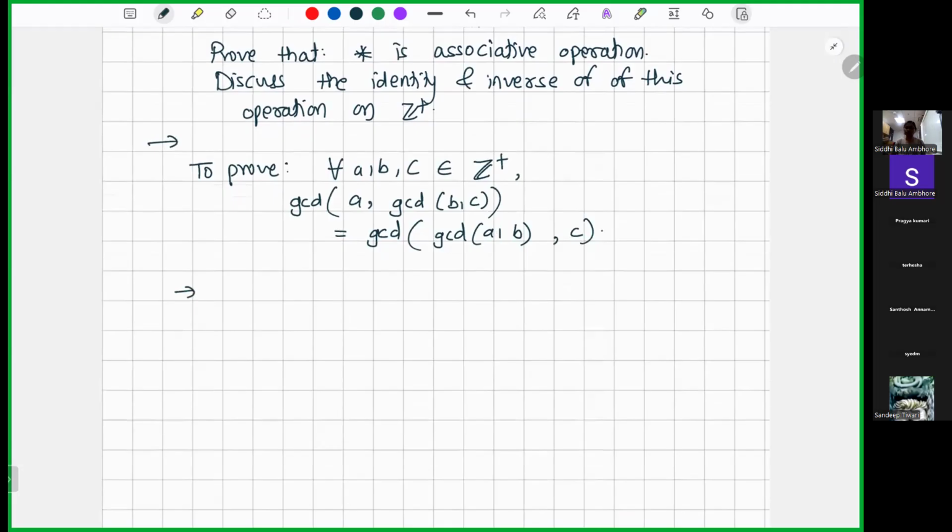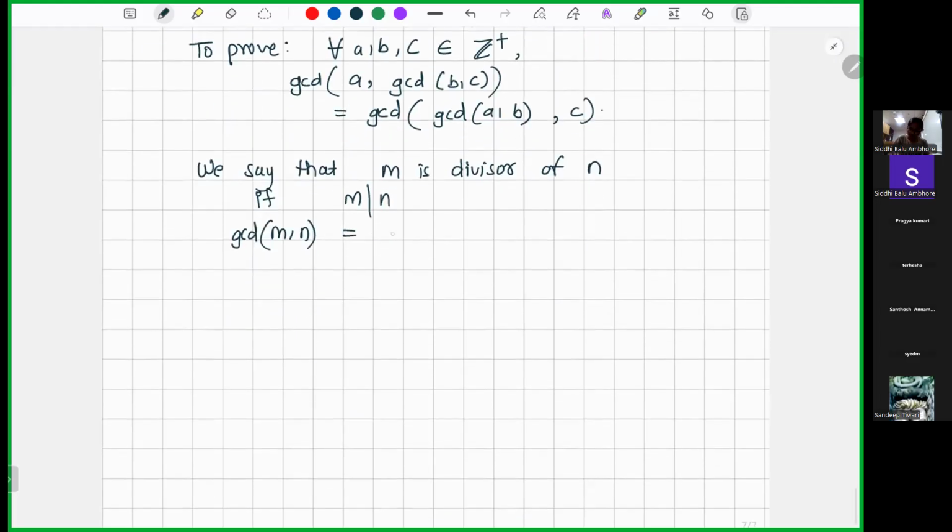If something is a divisor of a given element, so we say that M is a divisor of N if M divides N, and the GCD between two elements is the maximum of all those D in N such that D divides M and D divides N. So this is the divisor, and we have to check which is the maximum among the common divisors of these two elements. I hope the definition is clear.